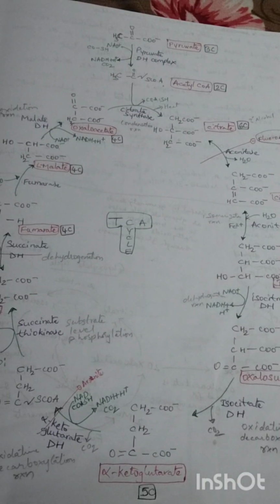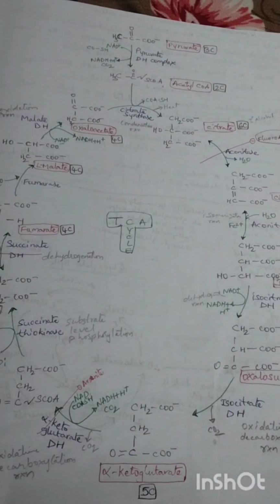Oxaloacetate is an important junction point in metabolism. The TCA cycle integrates all the major metabolic pathways. The TCA cycle also shows an anaplerotic role, that is, the replenishing of the cycle's intermediates. Now let us see the citric acid cycle in detail.